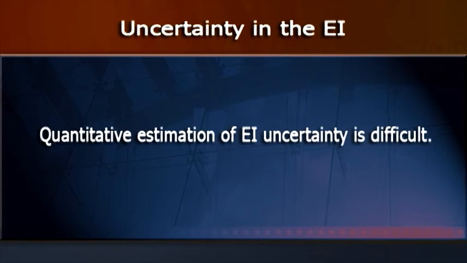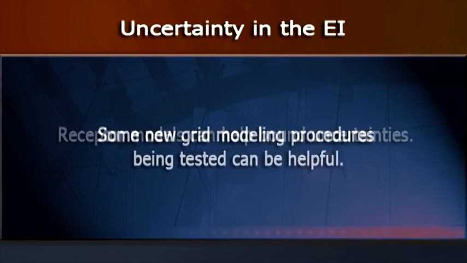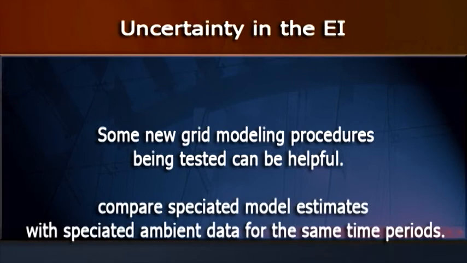Quantitative estimation of the emission inventory uncertainty is very difficult, but receptor models can help bound uncertainties. And also, there is a new grid modeling tool being tested that can be helpful. This tool facilitates comparison of chemically speciated model estimates with chemically speciated ambient data for the same time periods. This information can be used to ground truth the inventory.